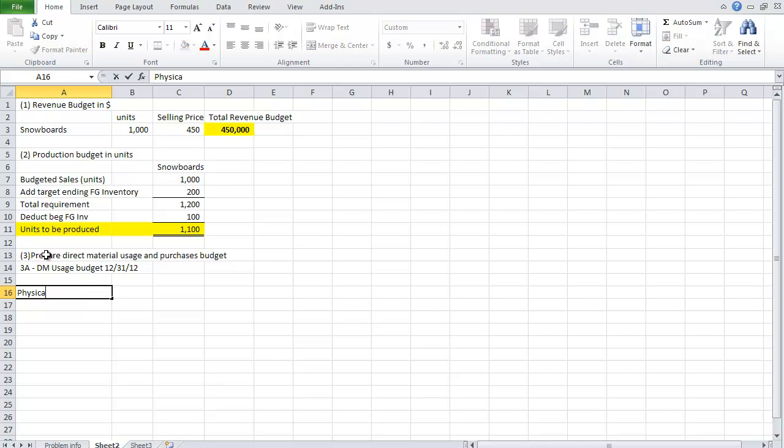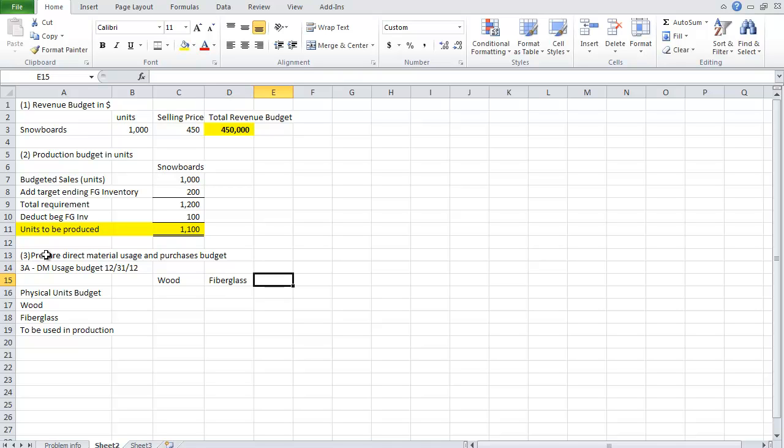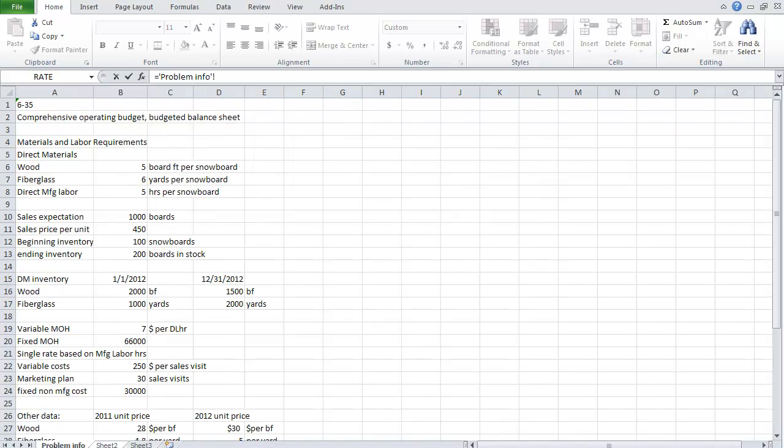So physical units budget. How many units are we talking about? We have wood, we have fiberglass, and that is how much material will be used in production. I'm going to put this like this again: wood, fiberglass, those are our materials, and a total. So in our case, let's see, go back to our problem information.